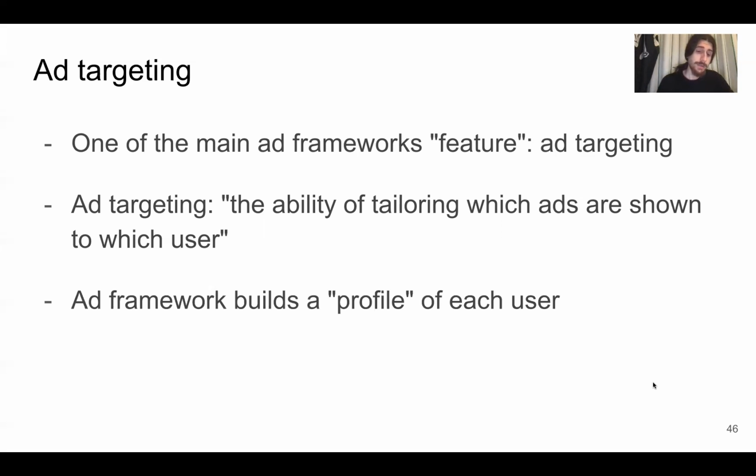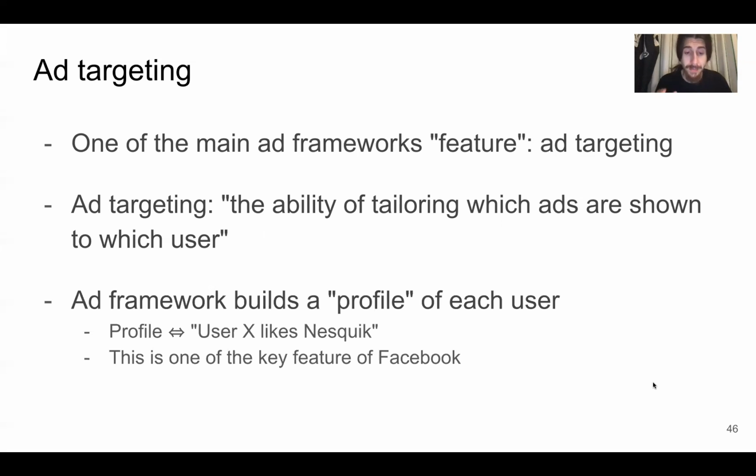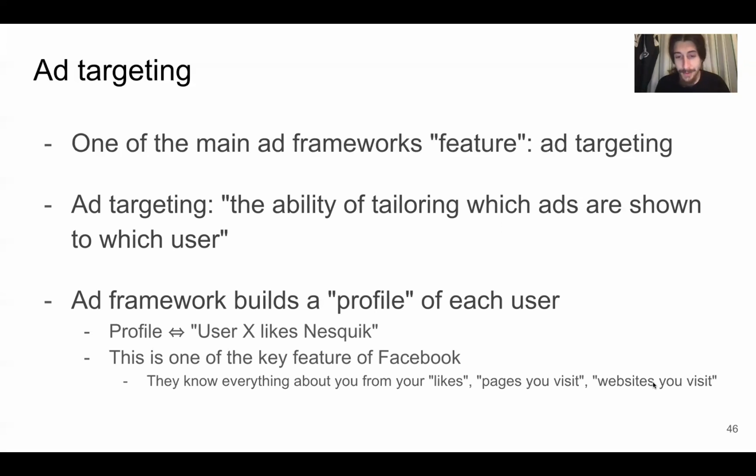So somehow these frameworks build a profile of each user, and again, the profile could be user X likes this week, but it could be something more complicated. And remember, this is one of the key features from Facebook or from many other social networks. So somehow they try to get all your likes and pages you visit and friends you have and websites you visit, so that they can build a very, very complete profile that goes much more beyond this user likes cookies, so that for them it's much easier to target you with very, very custom advertisements.